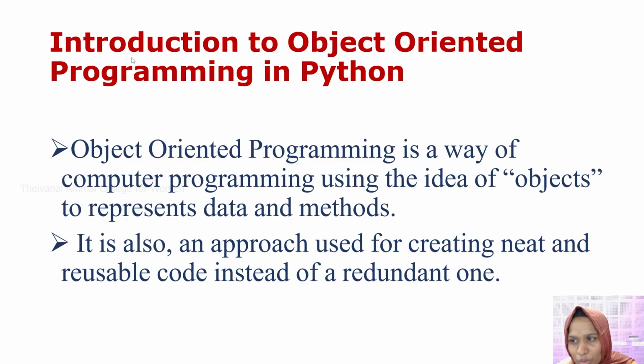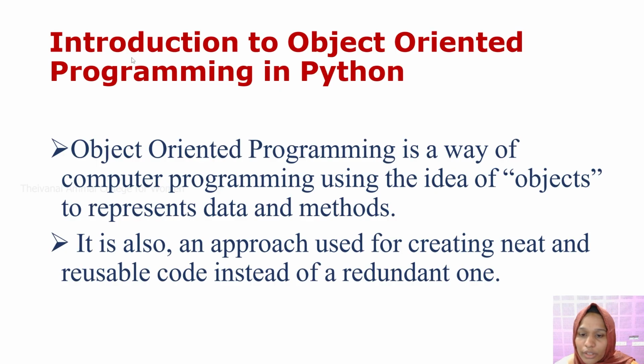Generally, what is object-oriented programming in Python? Object-oriented programming is a way of computer programming using the idea of objects to represent data and methods. It is also called an approach used for creating neat and reusable code instead of redundant code. Before going to object-oriented programming in Python, we see what object-oriented programming is.